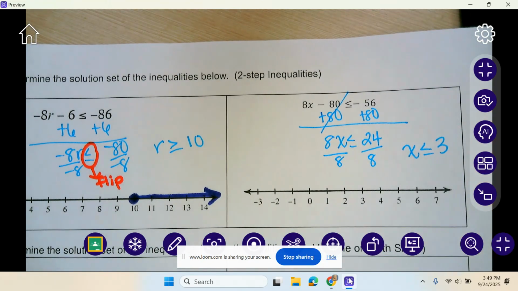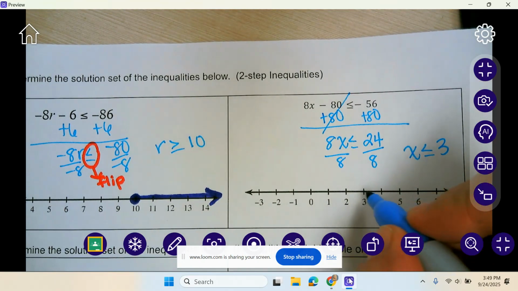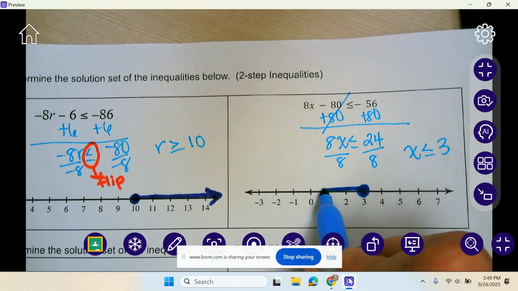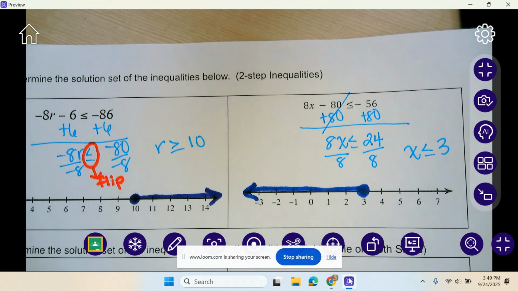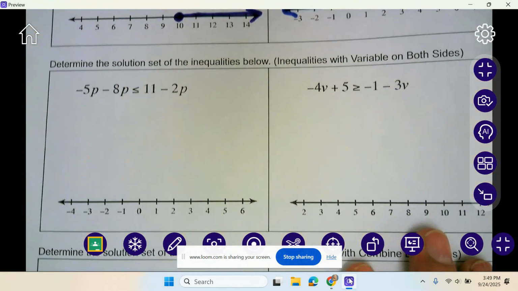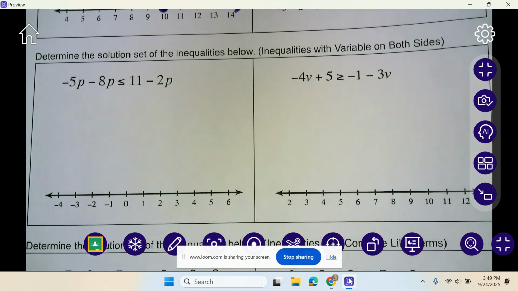So what does that mean for us? I'm going to put a closed dot at 3. Not better. Keep trying for the colors. All the numbers less are 2, 1, 0, negative 1, so on. All right, so let's take a look at the next inequality. For the next inequality, first step is combine like terms.